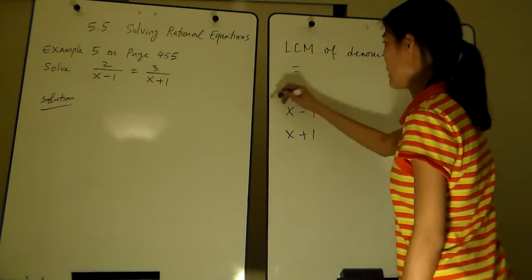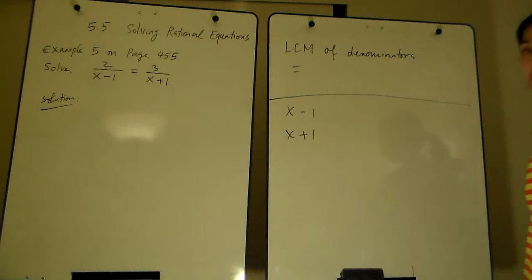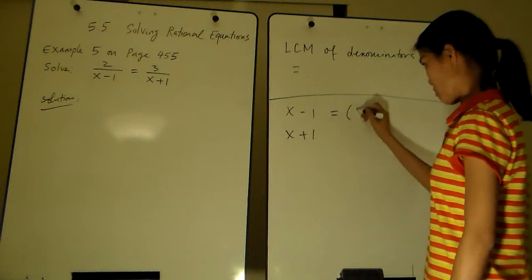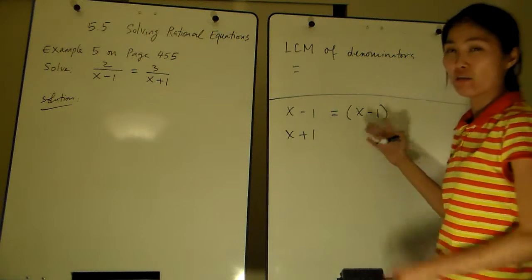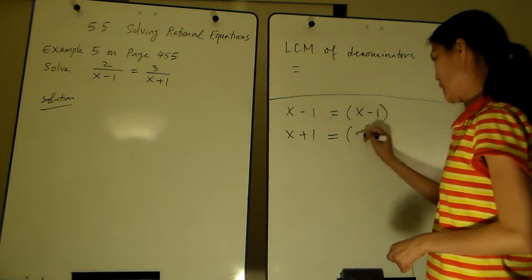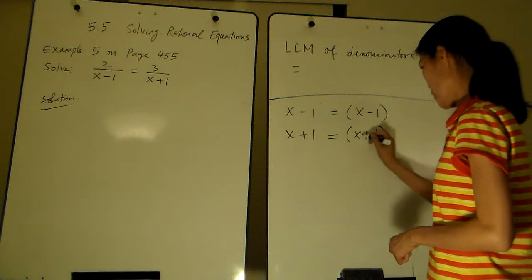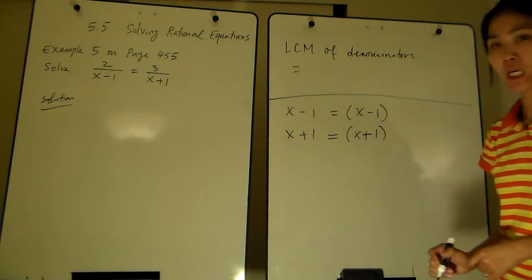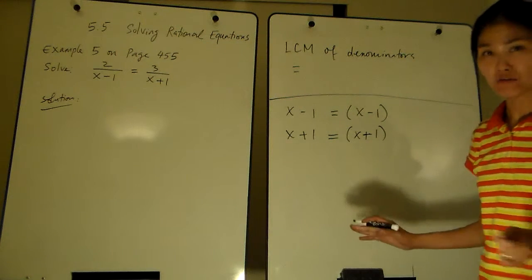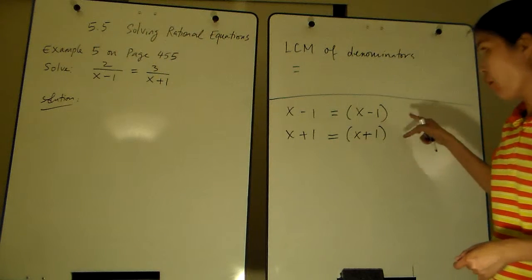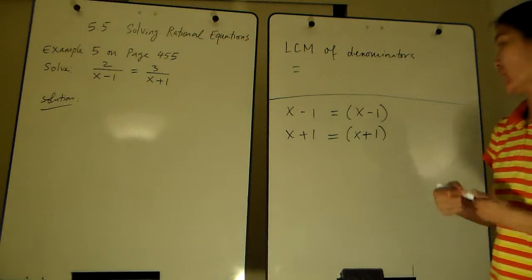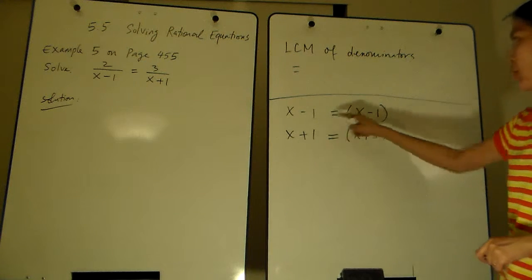So you need to find the LCM of denominators. The denominators are x minus 1, which you cannot factor any further, and x plus 1, which similarly you cannot factor any further. To find the LCM, you include all unique factors in all denominators, but you pick the one with the highest degree.